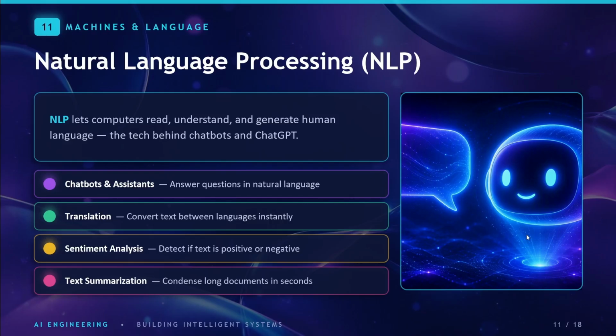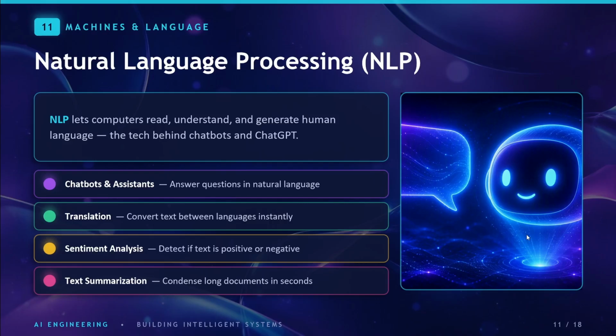First, we have chatbots and assistants, which use NLP to answer questions in natural language, understanding what a user is asking and generating a coherent, relevant response. This is exactly how tools like ChatGPT and customer service chatbots work. Second, we have translation, where NLP models convert text between languages almost instantly, which is what powers tools like Google Translate.